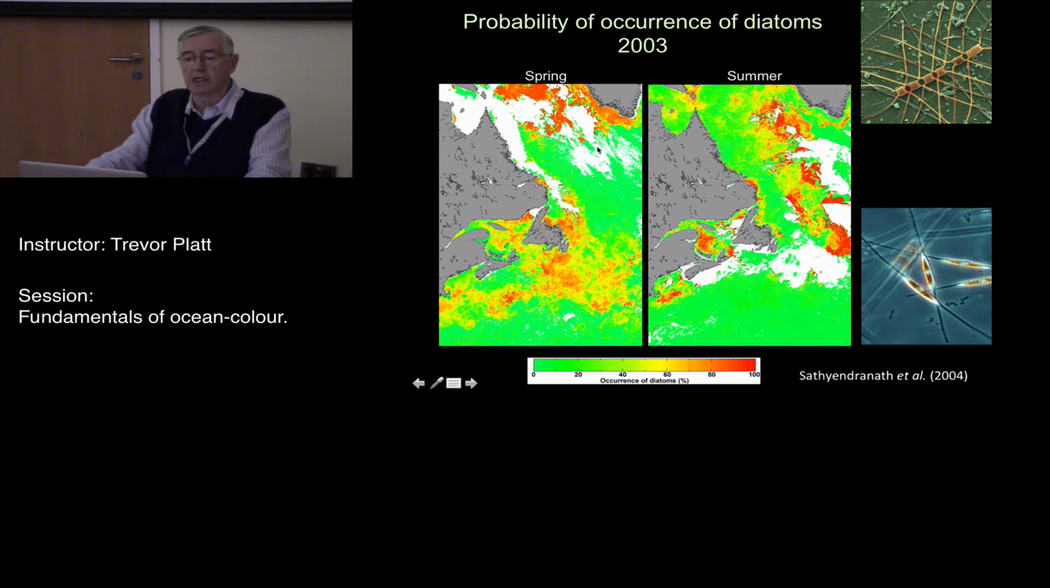Here you can see spring and summer for the same place, Eastern Canada. This is spring bloom. You see all this red stuff means that these pixels were dominated by diatoms. In the same place in the summer, no diatoms here. Conversely, they're now over here.